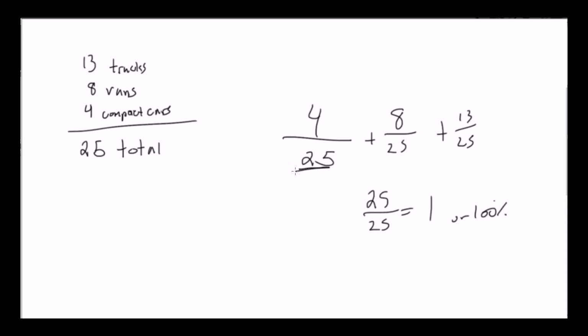So this is the whole number of cars he has on the lot. Not Thomas, but the dealership. And this is the part of that whole that are compact cars. This is the part of the whole, or all of the cars, that is a van. And he has 13 parts of his 25 vehicle inventory that are trucks. That's really all that means.